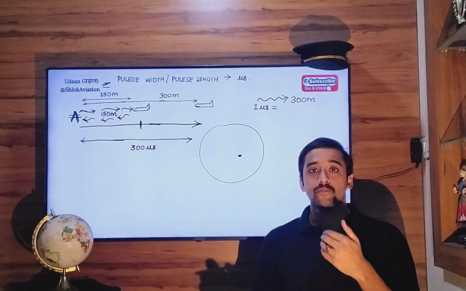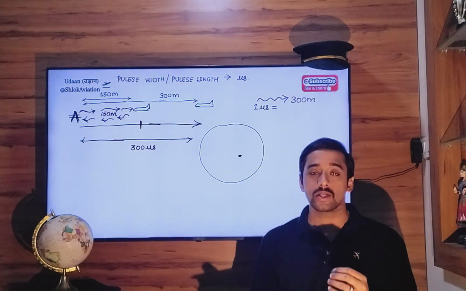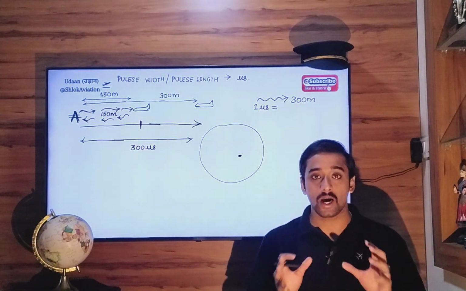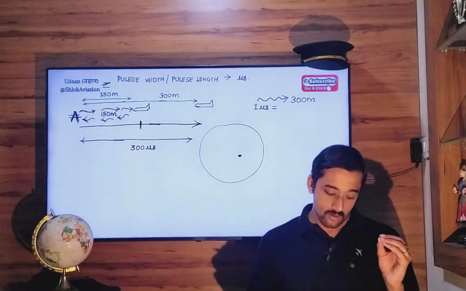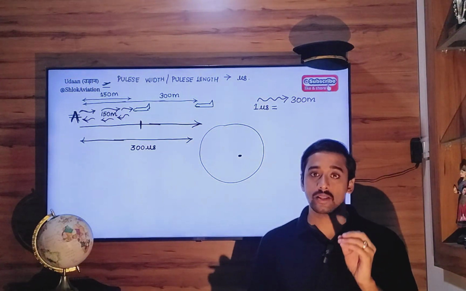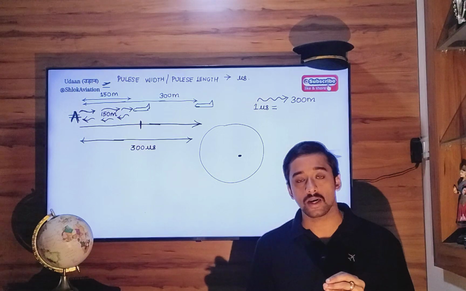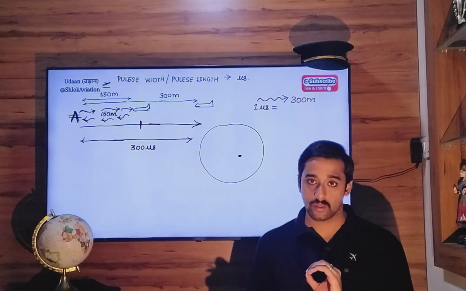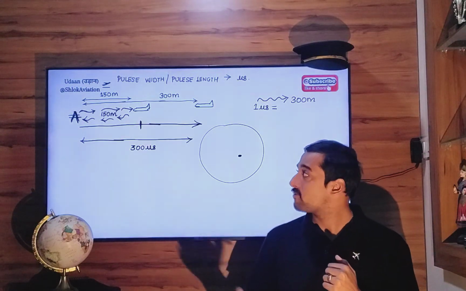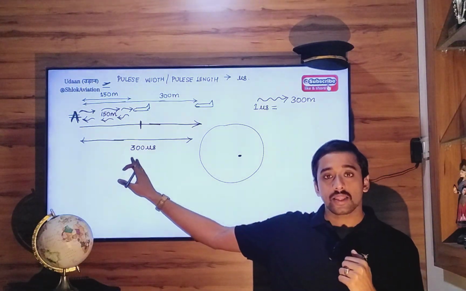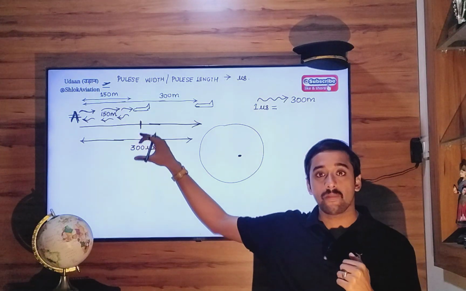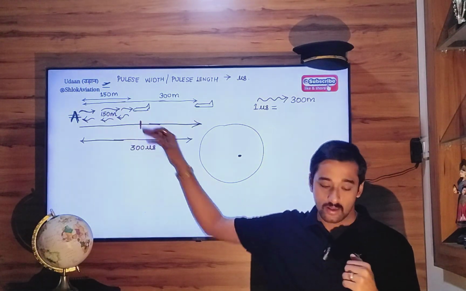So in order to get proper resolution, meaning a proper differentiation between two targets or among many targets, we want that the minimum range that any target should be from the transmitter is 300 meters. Any target less than that will have this disadvantage that the radar pulse will not fully originate from the transmitter before it strikes the target.